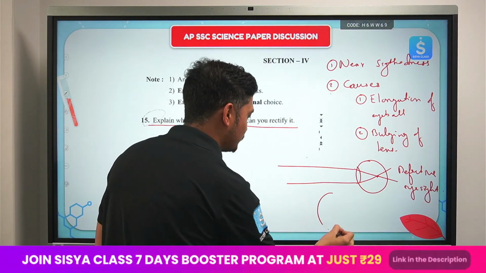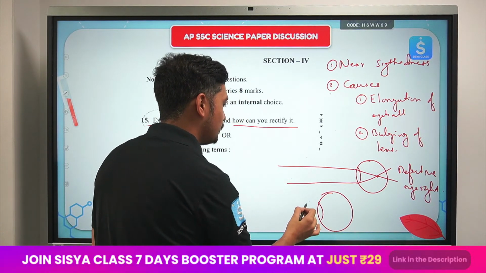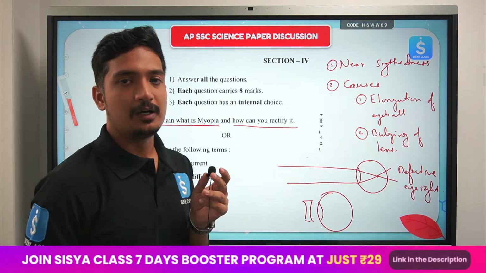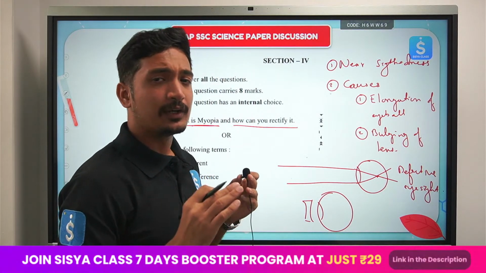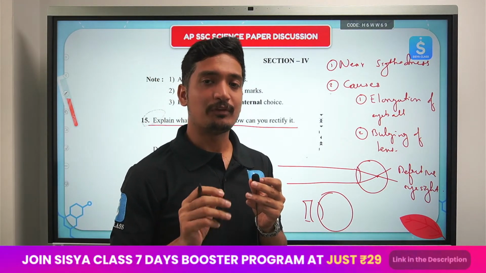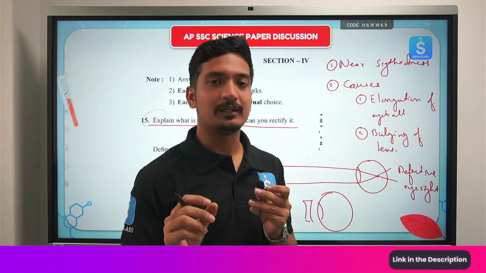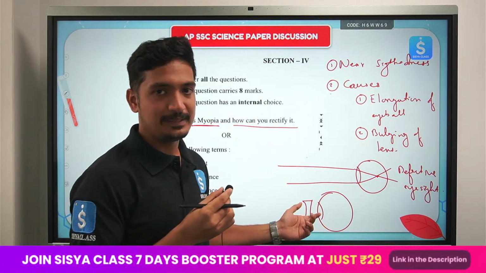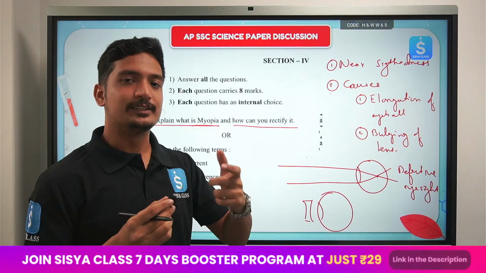Again, you can create the same diagram, but this time you will put a concave lens over here. A concave lens is a lens which has a power of negative. So if you have a spectacle which has a negative number, you're basically using a concave lens, and that means that your myopic eye is being corrected.